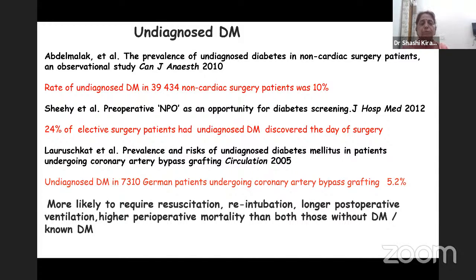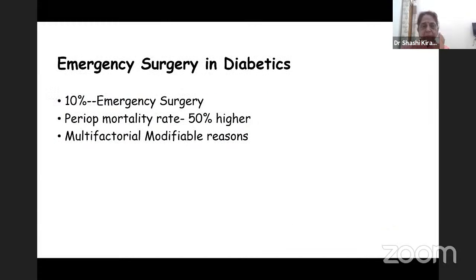These patients are more likely to require resuscitation. The chances of reintubation are high, and they require longer post-operative ventilation, and the perioperative mortality is quite high in these patients as compared to those who are not diabetic. So this much about the elective surgery. Now I'll just talk about emergency surgery in diabetics.